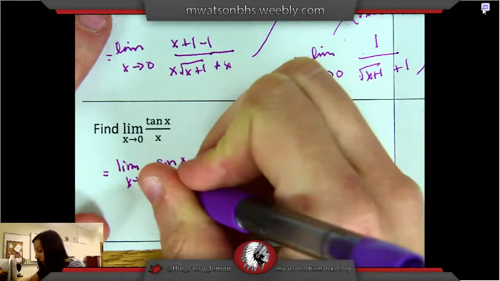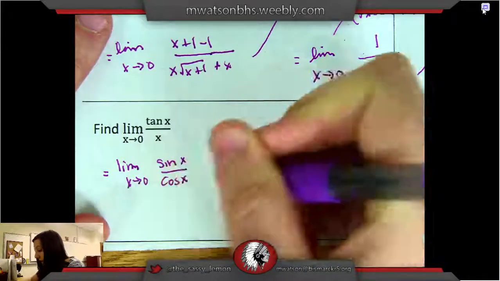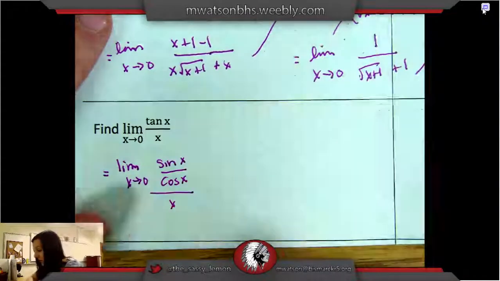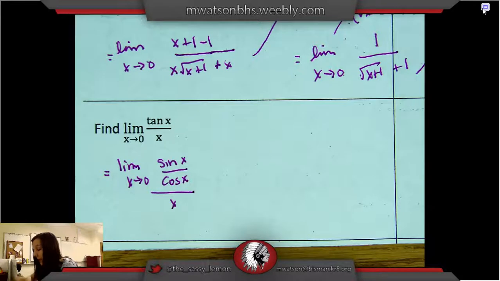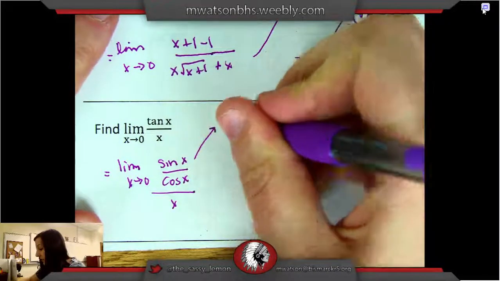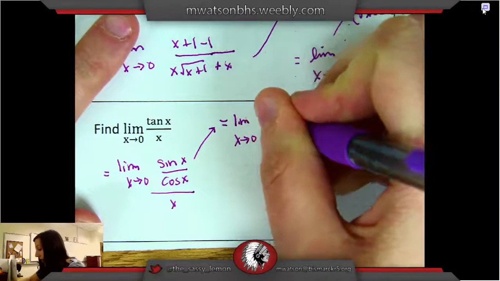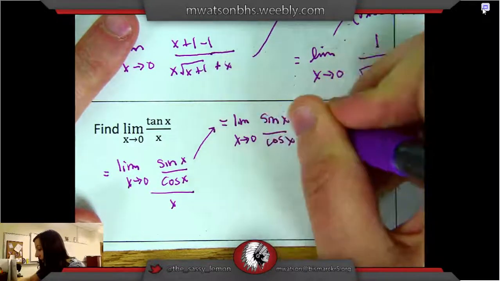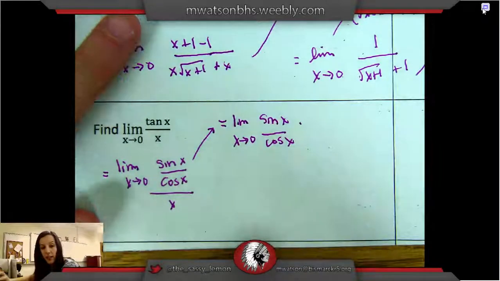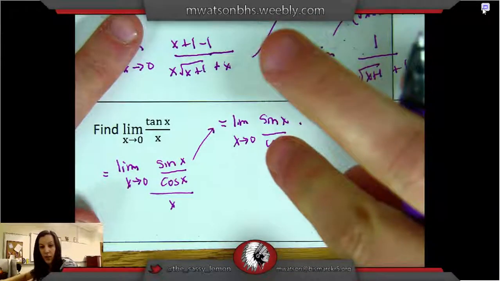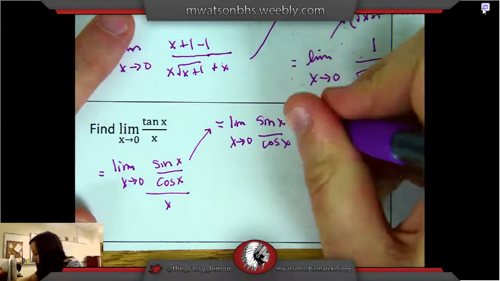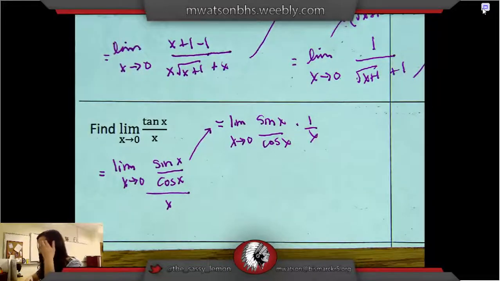So I'm going to rewrite this as the limit, as x approaches 0, of sine x over cosine x, divided by x. And we know that complex fractions are bad, so we're going to go ahead and do stay switch switch. And that is equal to the limit, as x approaches 0, of sine x over cosine x times the reciprocal of the denominator, which is 1 over x.